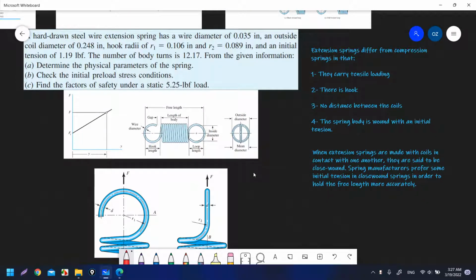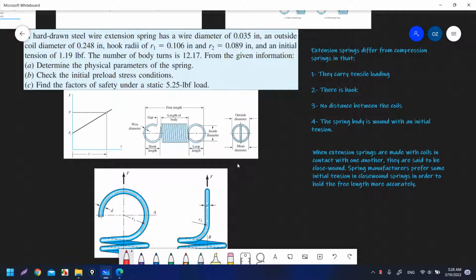In this video we'll start our tutorial about extension springs. First, the difference between extension springs and compression springs: extension springs carry tensile loading. In compression springs we apply a compression force and we compress the spring. But in extension springs we do the opposite. We will have a tensile force that will tension or extend the spring.